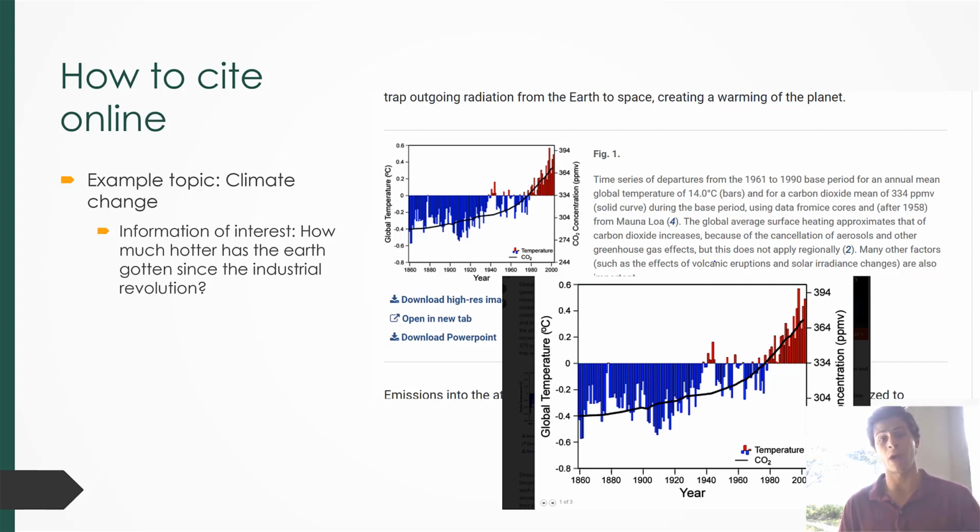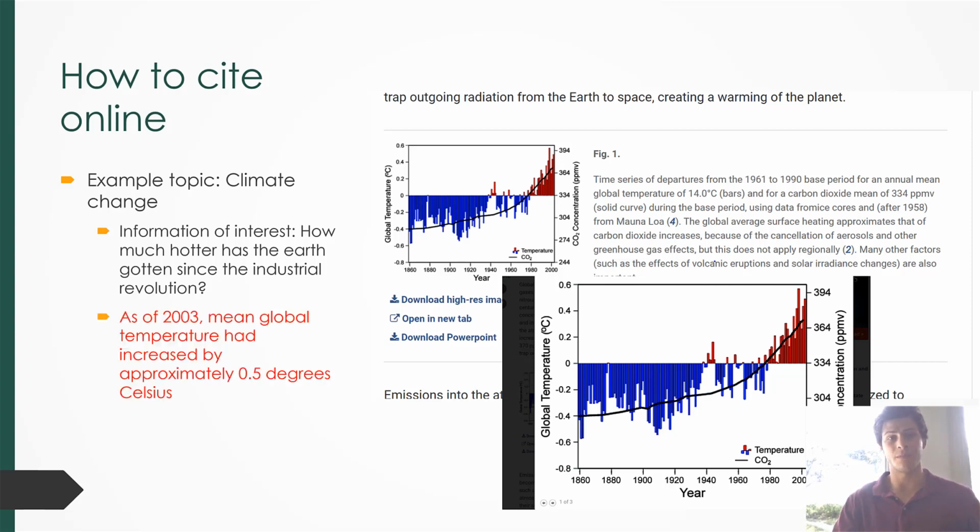So we take that, we look at the graph, and we can actually include the graph in our papers if we want as an auxiliary example. However, whenever you include a graph or another statistic, just like you would any other piece of information, just throw a little citation on the bottom so that we know that you're not plagiarizing. Now that we have our information that we want, we simply note, or we write in our paper, that as of 2003, the mean global temperature had increased by approximately 0.5 degrees Celsius. Really straightforward. Now that we have the information we want, we're going to need to actually learn how to cite this information.